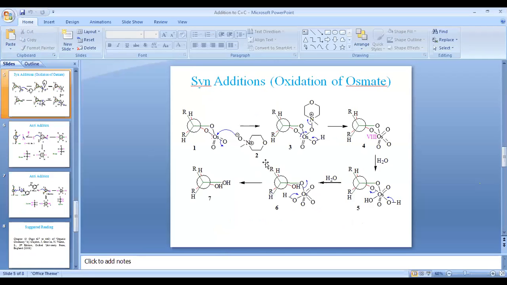N-methyl morpholine oxide. Okay, N-methyl morpholine oxide. This structure number 2 is N-methyl morpholine oxide.